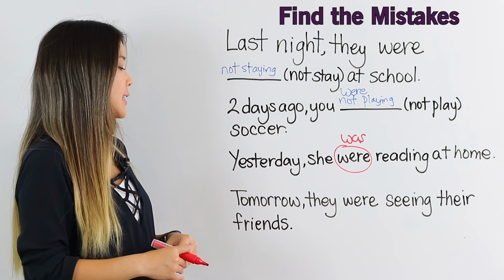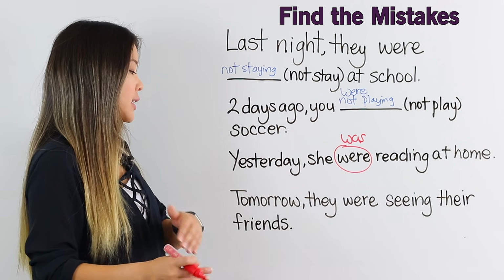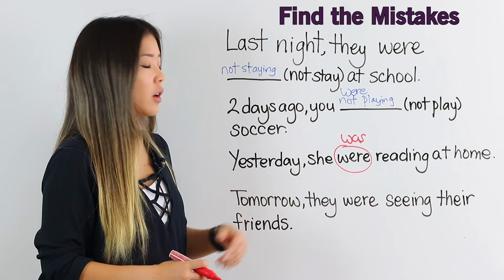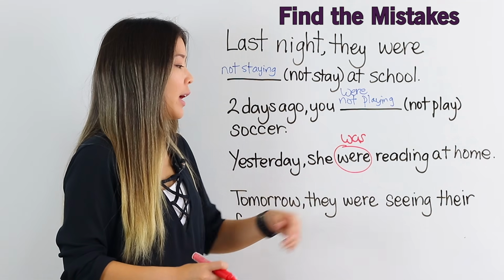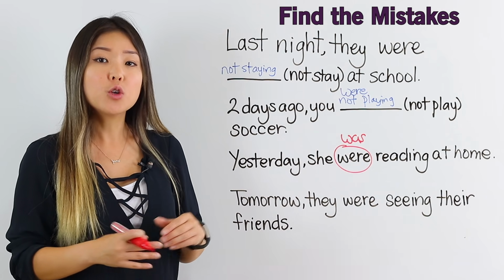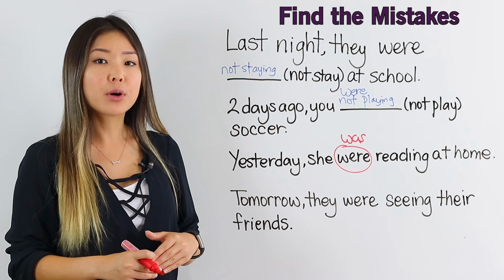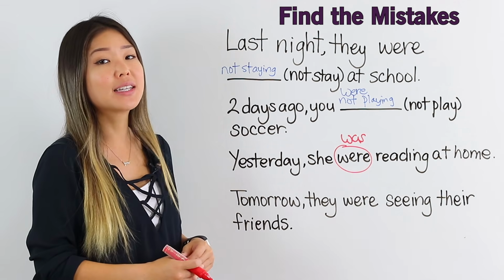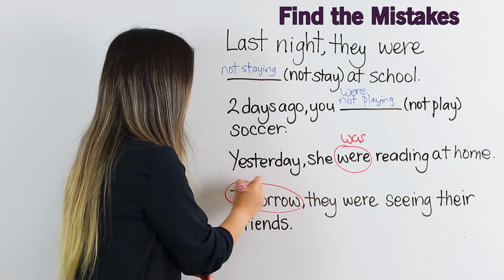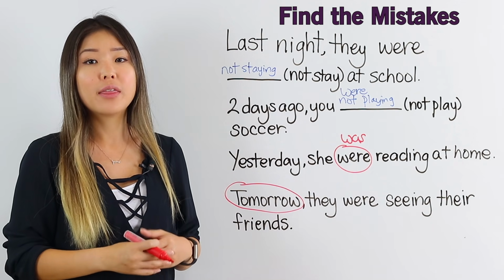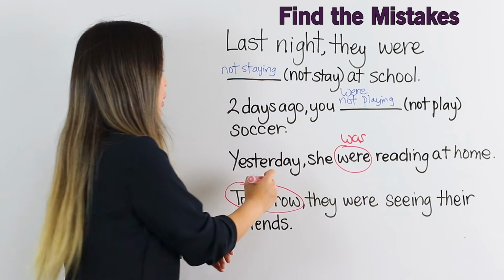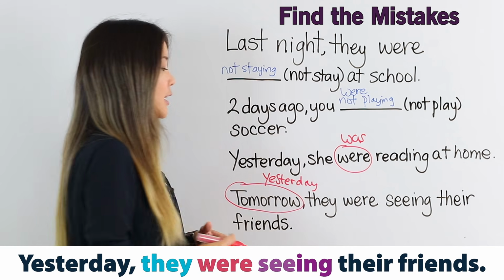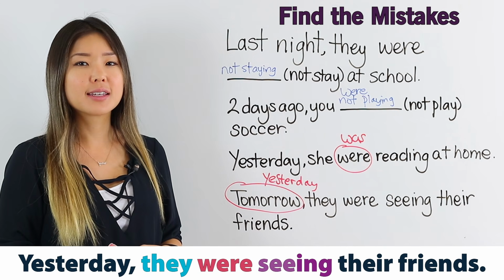In the next sentence, it says tomorrow, they were seeing their friends. They and were, that's correct. And we have the verb ing. So what's the mistake? Remember, the past continuous is for the past. Tomorrow is not the past. So instead, we need to put a word that shows the past. For example, I can say yesterday. Yesterday, they were seeing their friends.